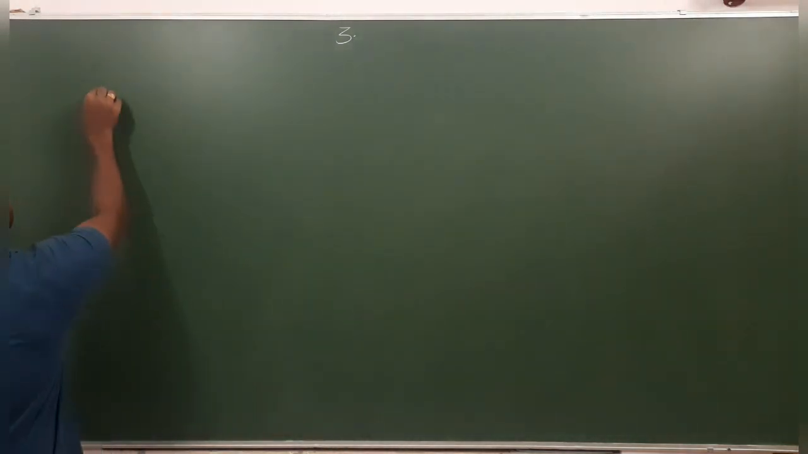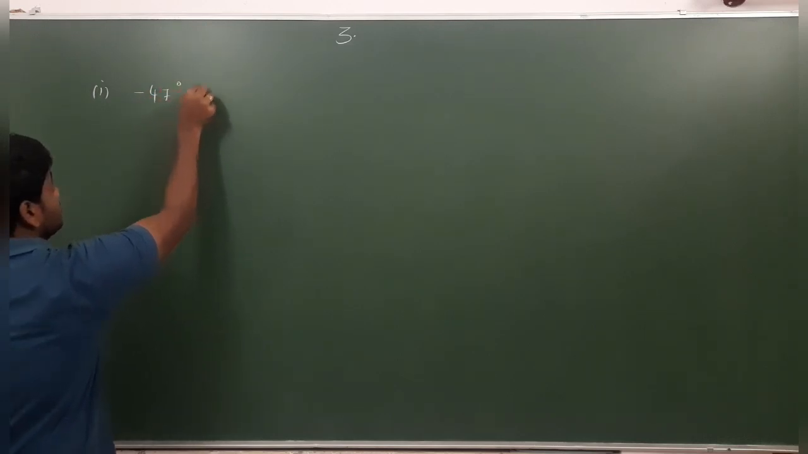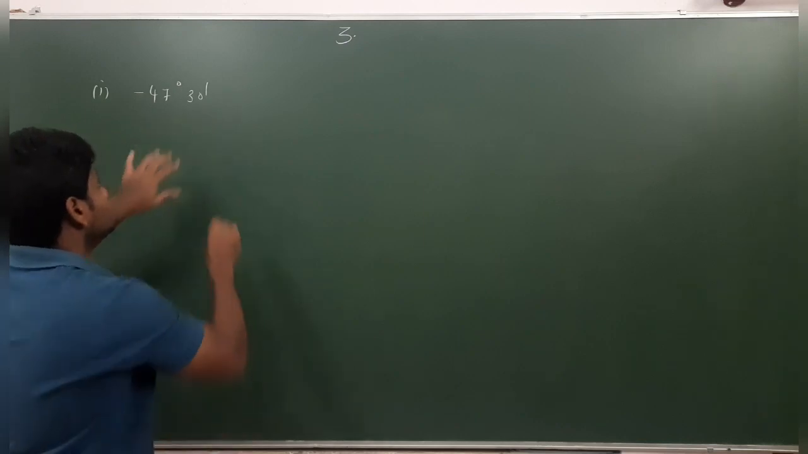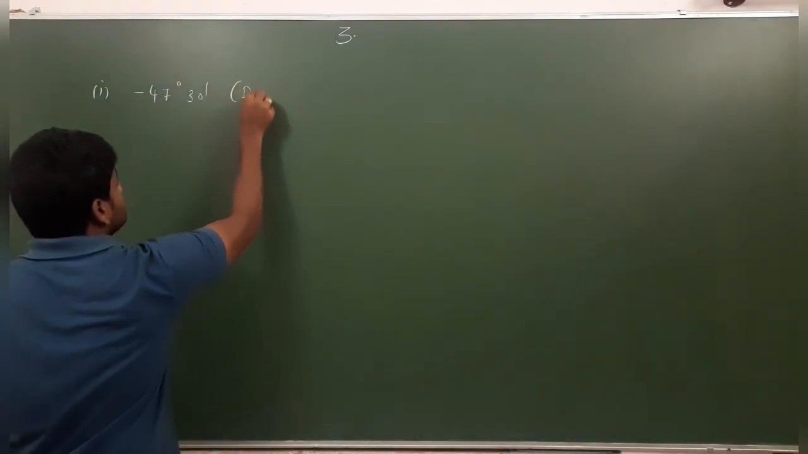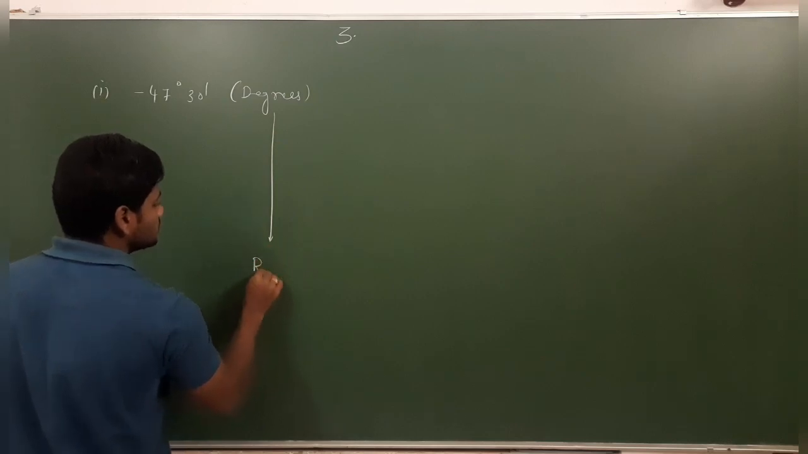See, the first one is minus 47 degrees and 30 minutes. So is this in terms of degrees or radians? This is in terms of degrees, right? So we need to convert it in terms of radians.